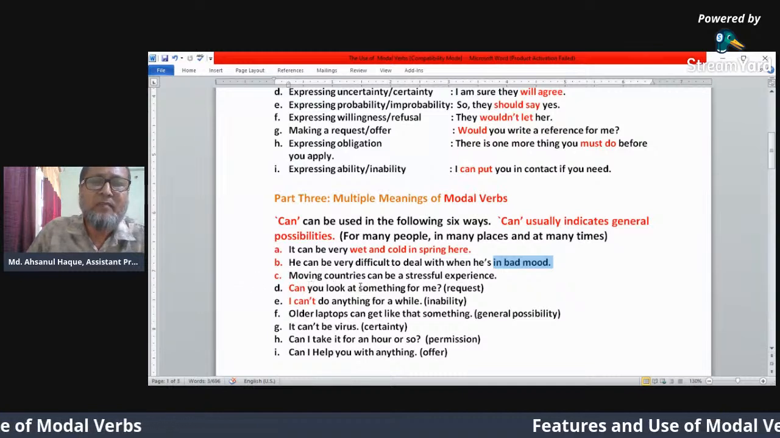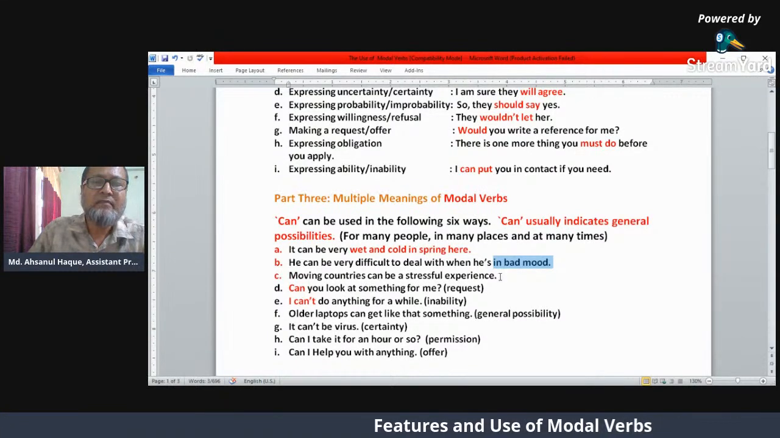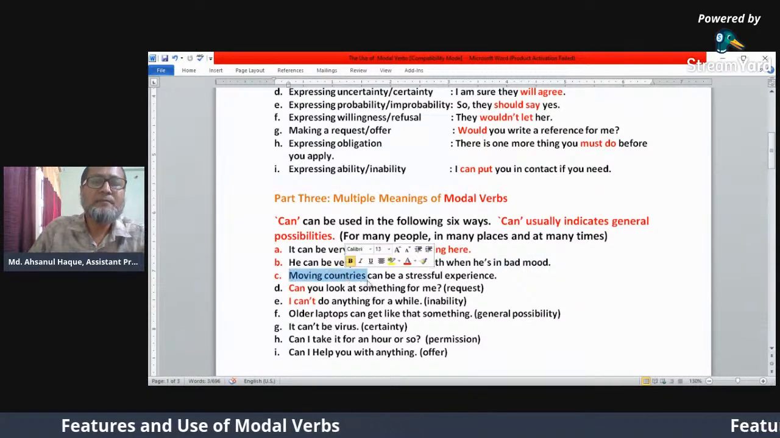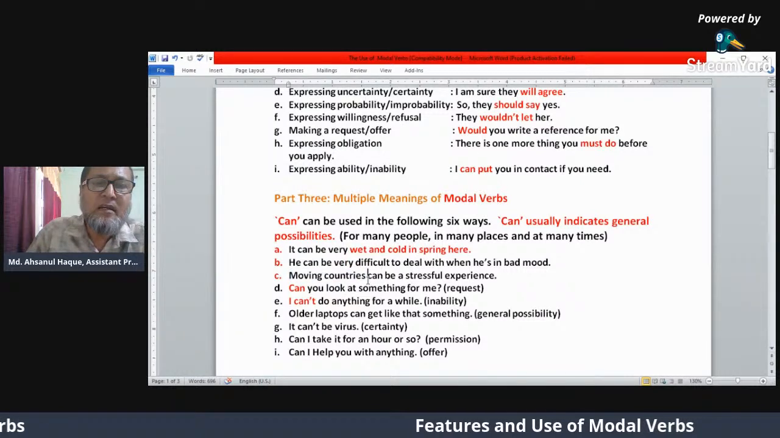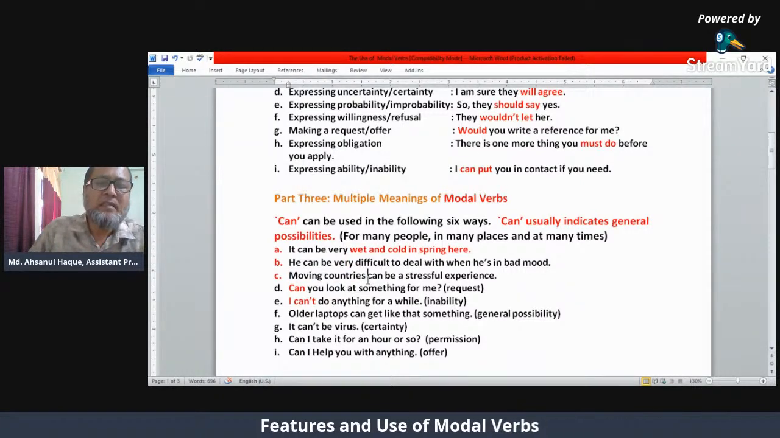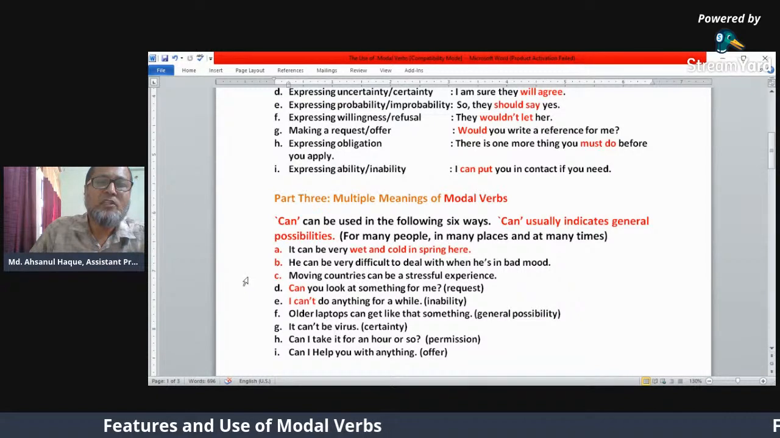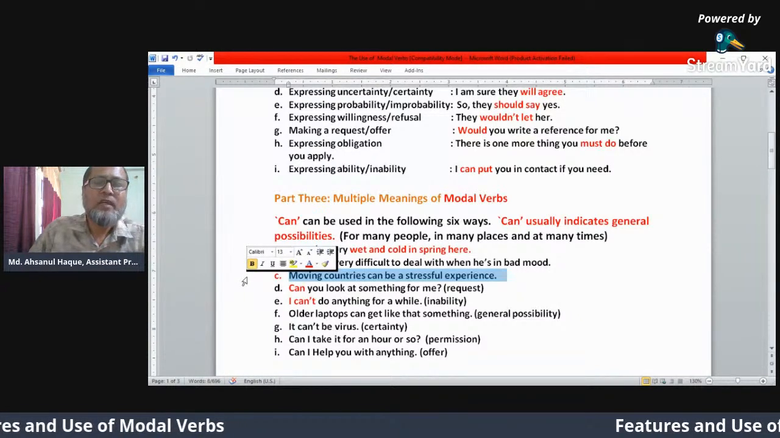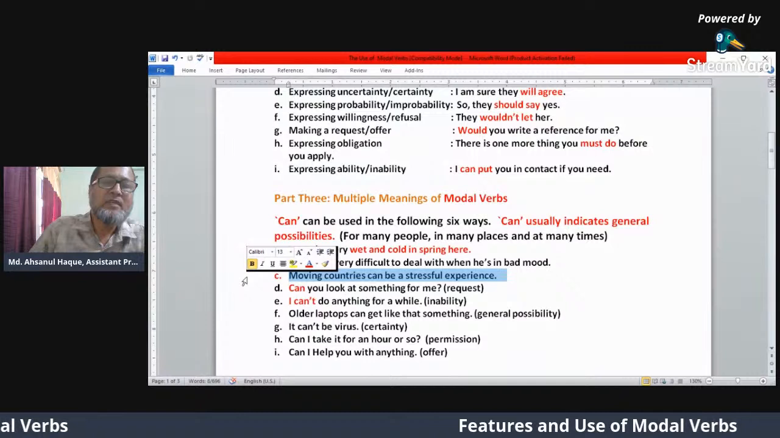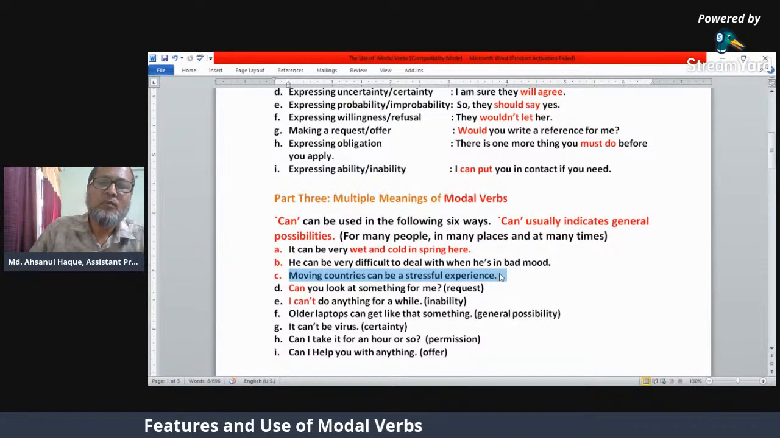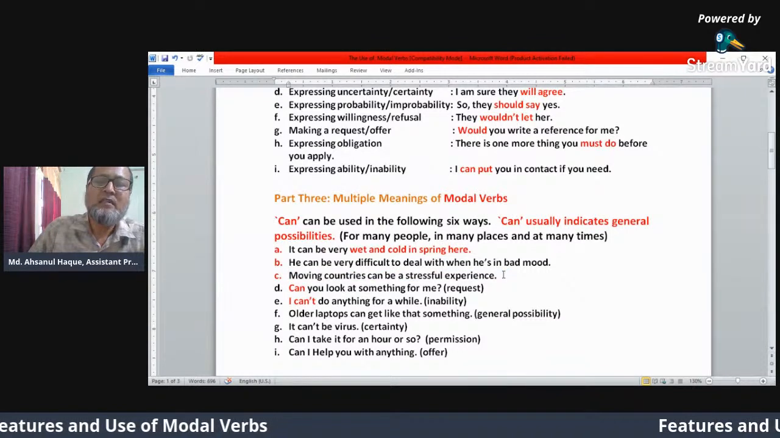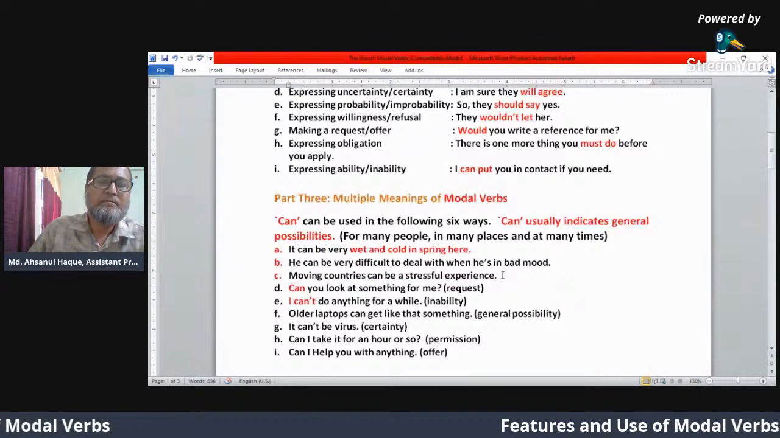Moving countries can be stressful experiences. Moving countries, you see here, this is general possibility, because this sentence does not say anything about a specific situation, specific group of people. Moving countries can be a stressful experience. This is a general possibility.